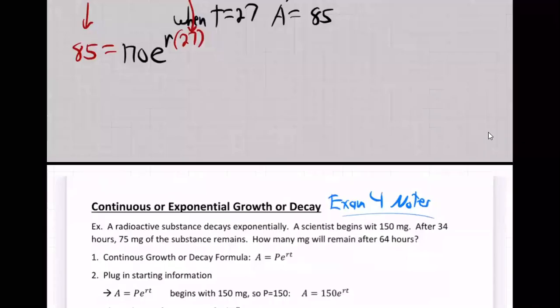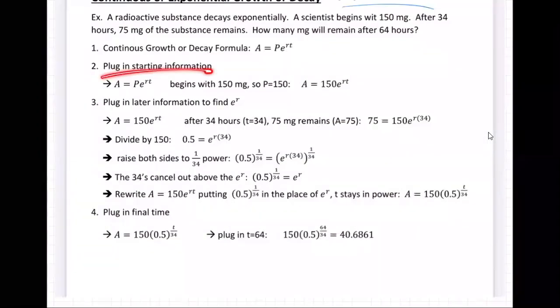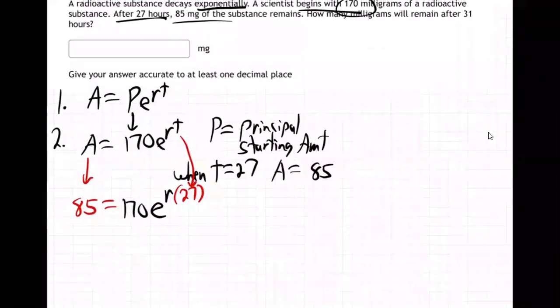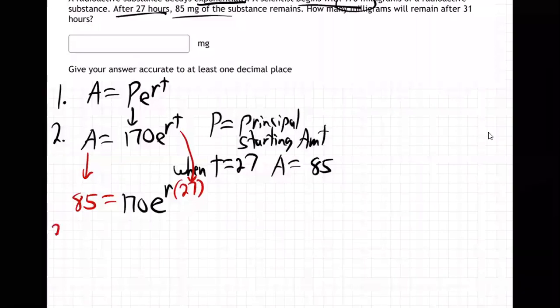So now, this is what they're saying on step 2. Plug in the starting information, like there. Now plug in later information to find e to the r. Oh yeah, they did it in 2 steps. Just the starting information, just got that, and now find e to the r. So I'm going to solve. See how down here I found e to the r in these steps? It's all about solving for e to the r. So now this is like step 3.